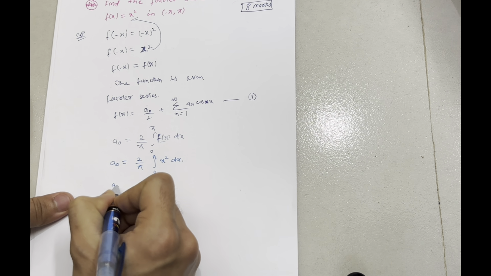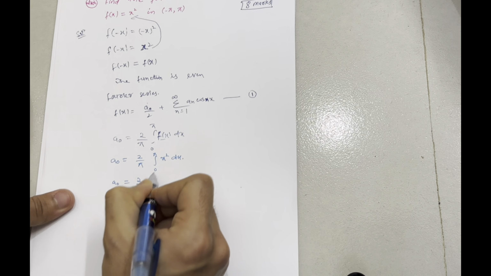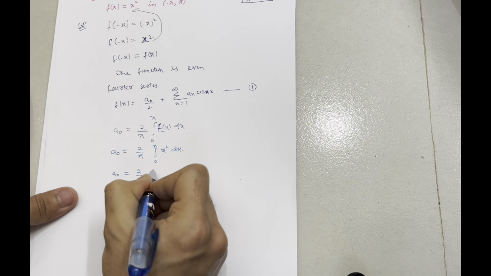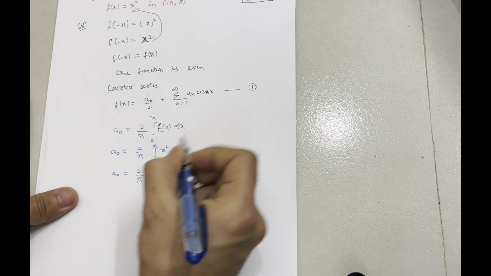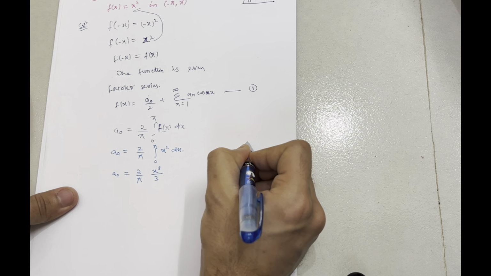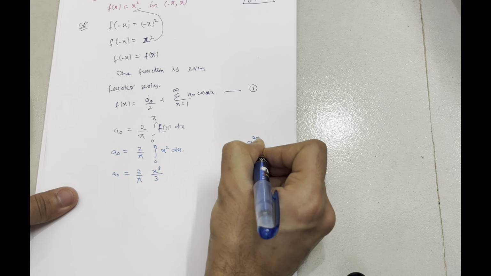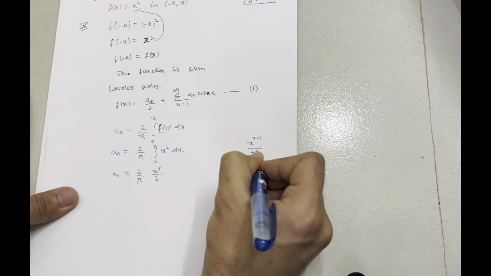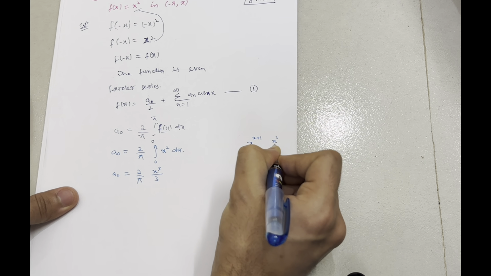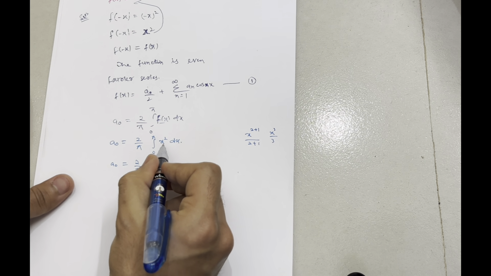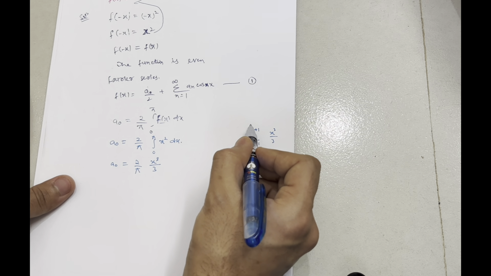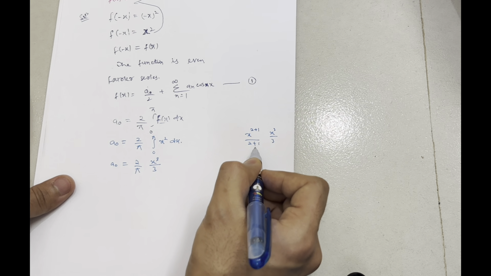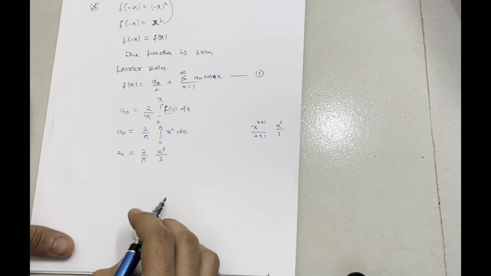Now let me integrate it. A naught is equal to 2 upon pi. What is the integration of x square? It is nothing but x cube divided by 3. In integration, if it is x square, you have to do x raised to 2 plus 1 divided by 2 plus 1. That becomes your integration. So x cube divided by 3 is the integration of x square. Likewise, for x raised to power 4, you do x raised to 4 plus 1 divided by 4 plus 1, like that you can integrate the required function.